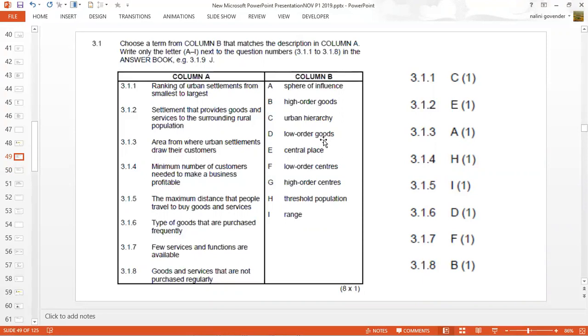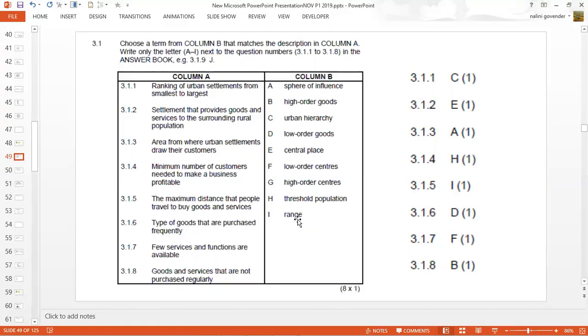Lower order goods are goods that you will buy on a daily basis, on a regular basis, for which you will not travel too far because the cost of transport will outweigh the cost of those goods. And of course, these goods are going to have a lower threshold population. Lower order service centers are your tuck shops, where you'll find many of these service centers, and they provide fewer services and fewer functions. In fact, they will provide your lower order services and lower order functions.